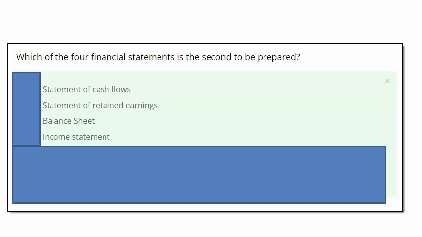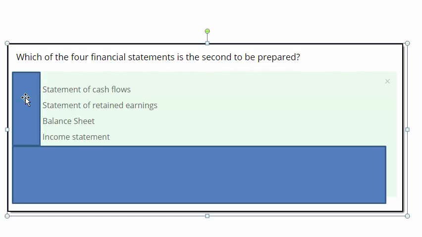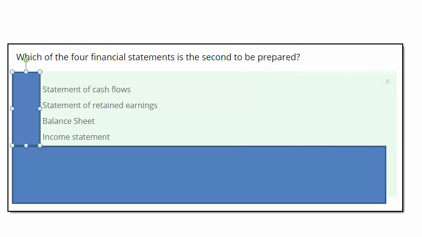And the reason that order matters is because the financial statements are interrelated, which means we need information from one statement to be used to prepare the next statement. Okay? So we need to know what net income was for the period in order to compute the statement of retained earnings.